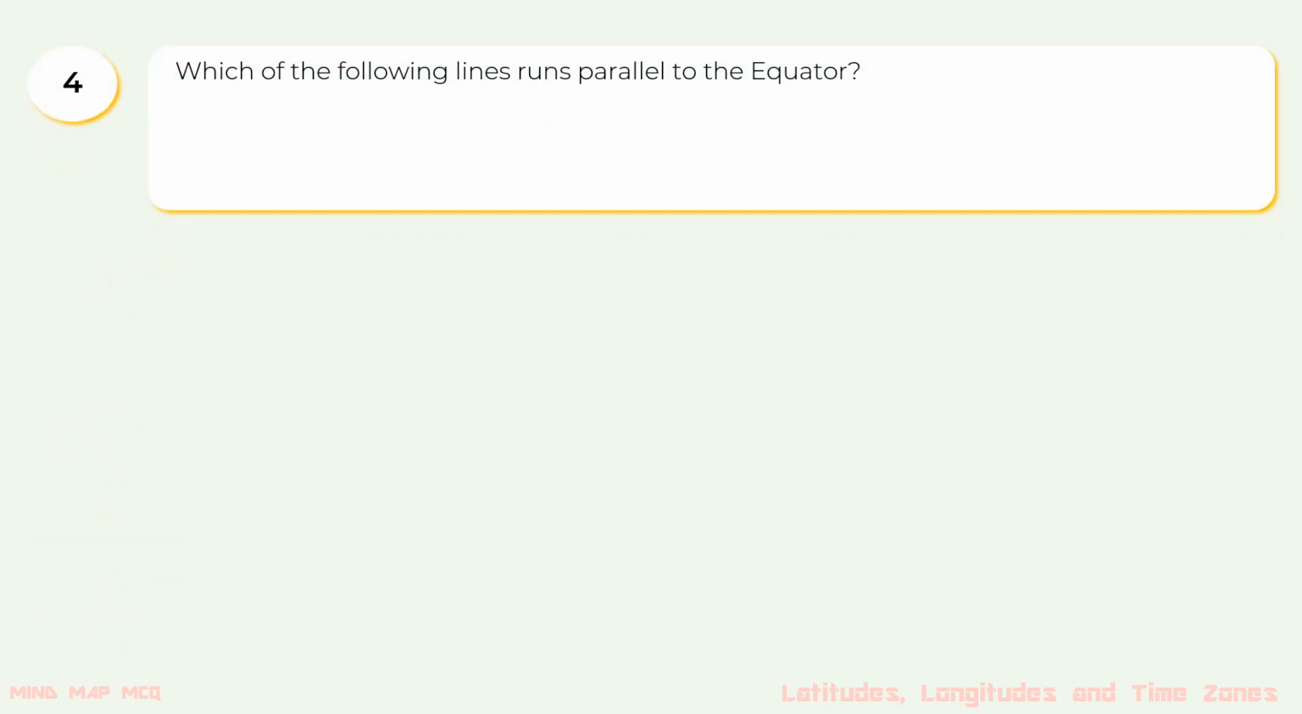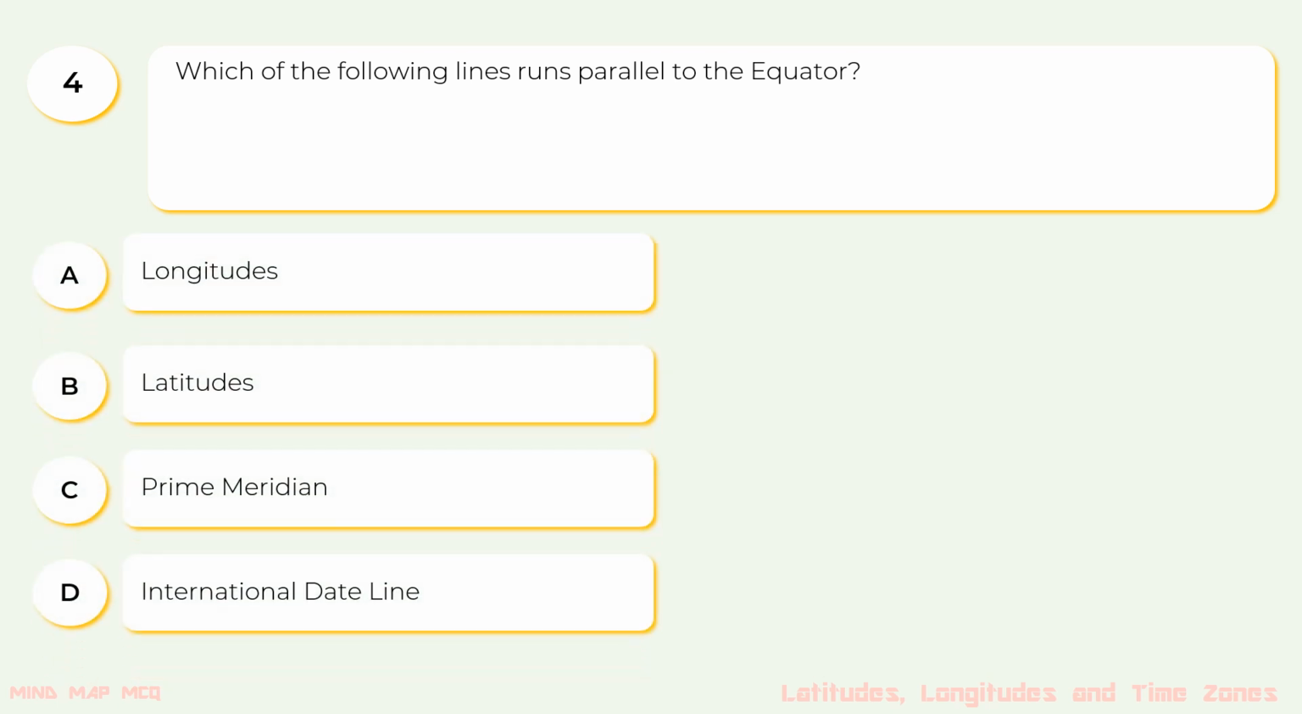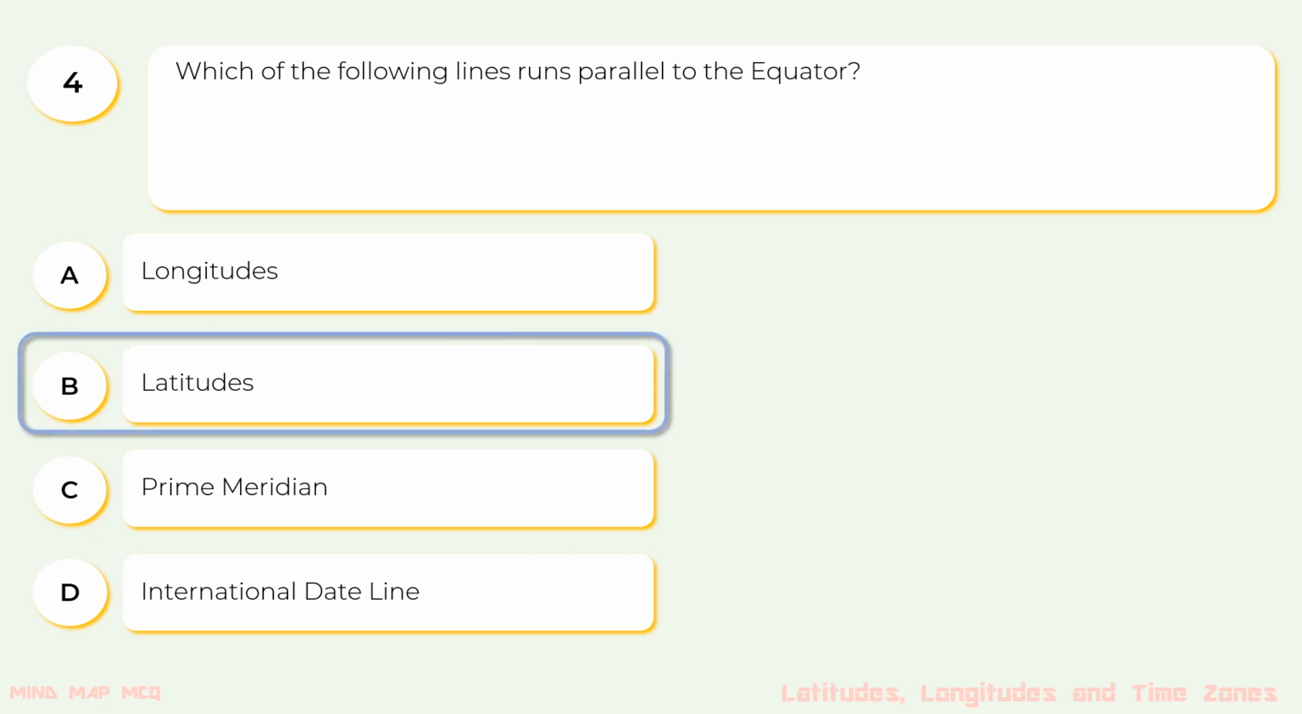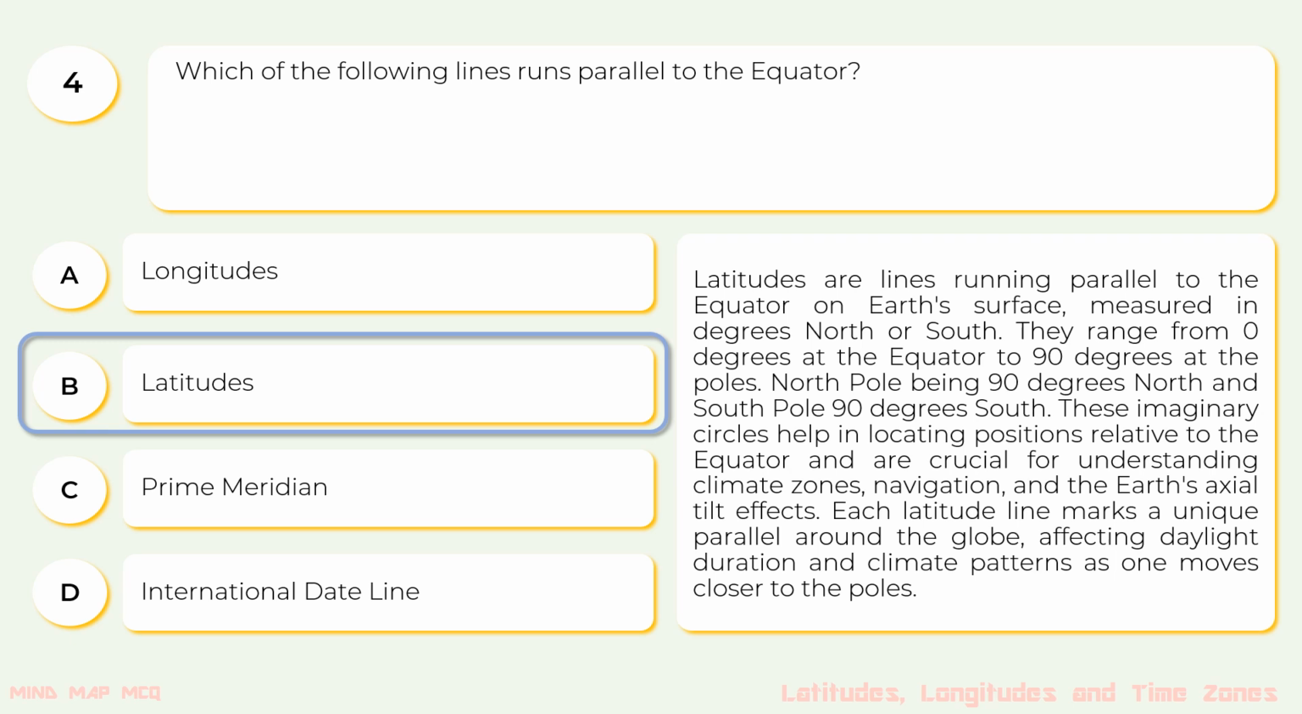4. Which of the following lines run parallel to the equator? A. Longitudes, B. Latitudes, C. Prime Meridian, D. International Dateline. The correct option is B. Latitudes. Latitudes are lines running parallel to the equator on Earth's surface, measured in degrees north or south. They range from 0 degrees at the equator to 90 degrees at the poles, North Pole being 90 degrees north and South Pole 90 degrees south.